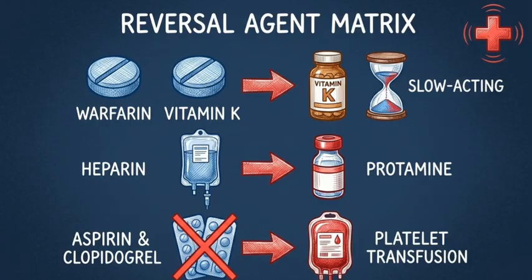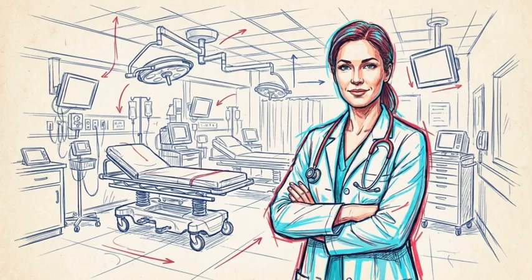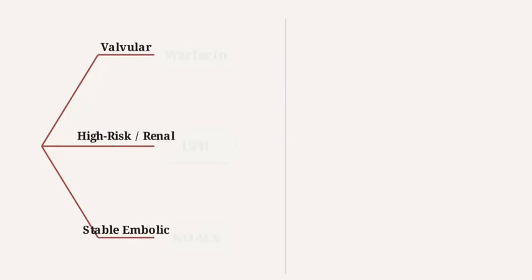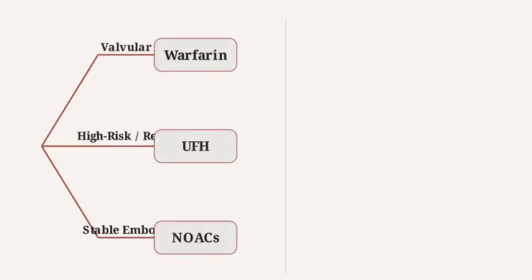Dropping to the second row, if dealing with heparin toxicity, you must administer protamine. Finally, reversing the antiplatelets aspirin and clopidogrel requires a physical platelet transfusion. Memorizing these specific pairings forms your ultimate safety net, ensuring you are never caught without a strategy when a therapeutic dose turns toxic.